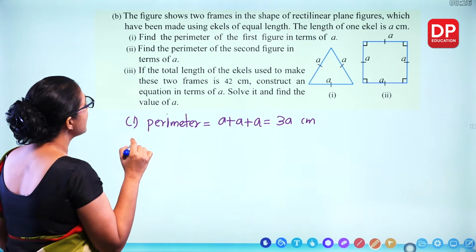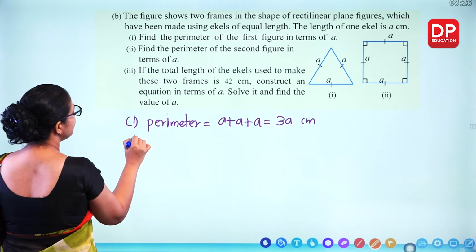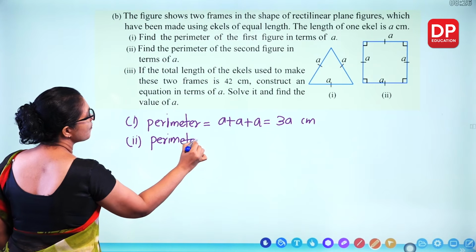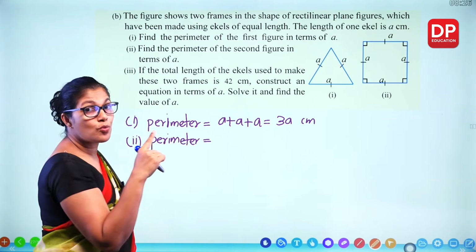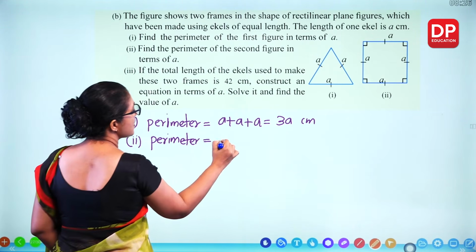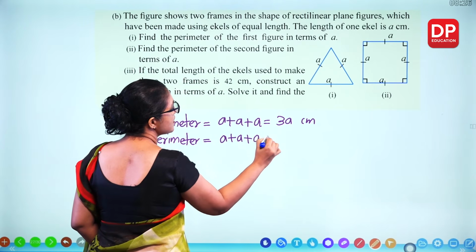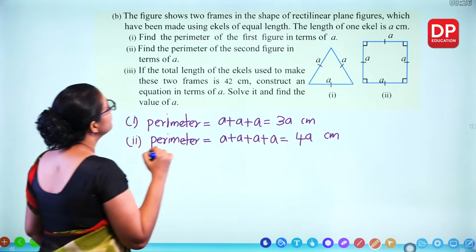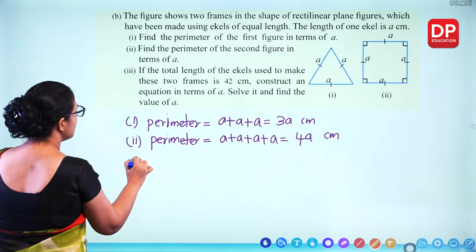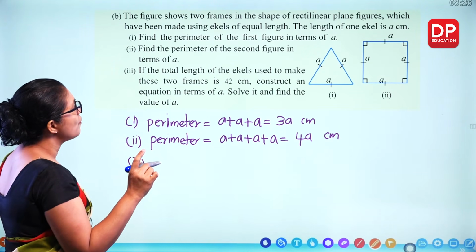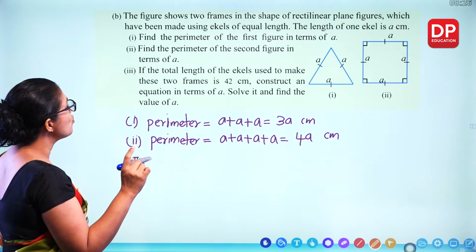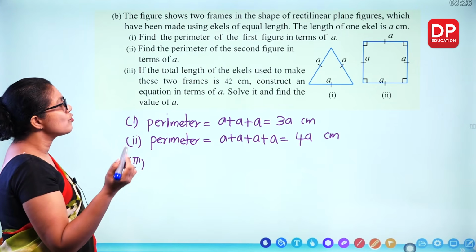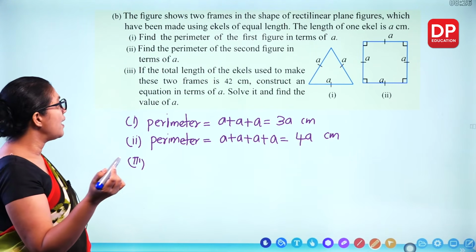Find the perimeter of the second figure in terms of A. So that's a square. A plus A plus A plus A. You get 4A centimeters. Then, if the total length of the rods used to make these two frames is 42, construct an equation in terms of A, solve it and find the value of A.